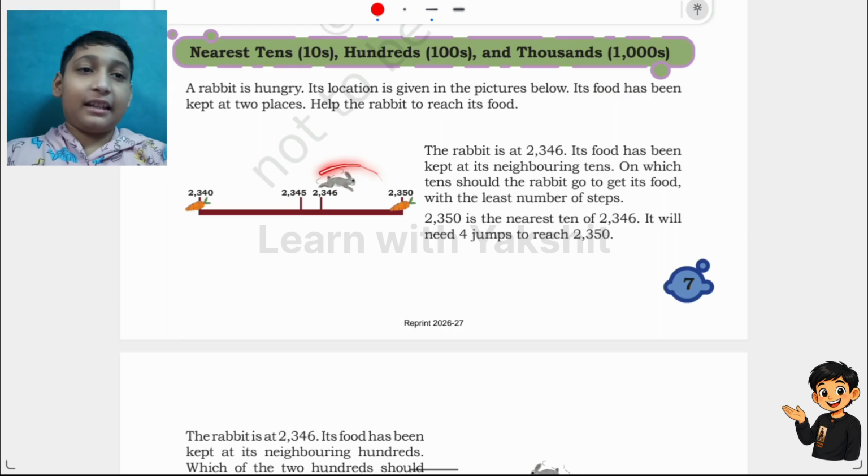So there's this rabbit, and it is very hungry like me and wants to get food. The rabbit is at 2346. Its food has been kept at its nearest tens. On which tens should the rabbit go get its food with the least amount of steps?